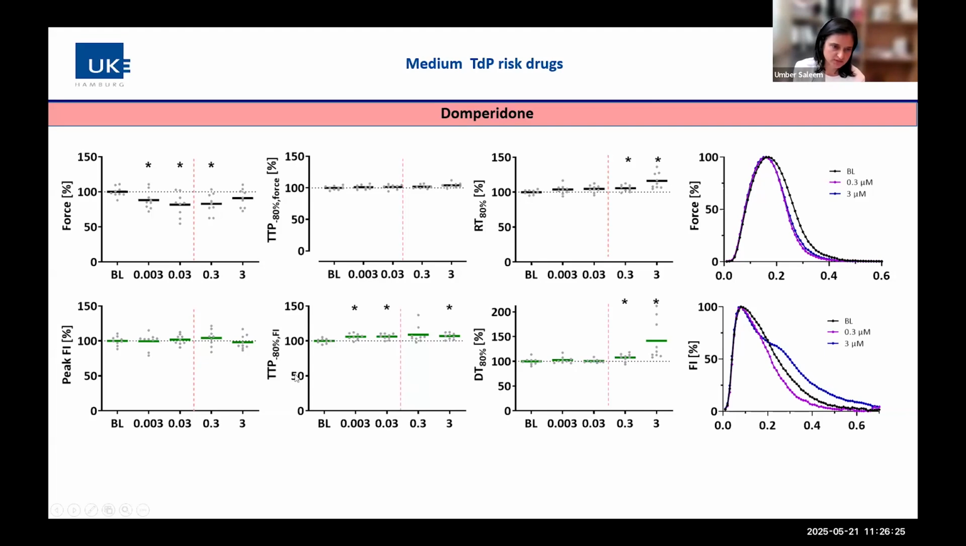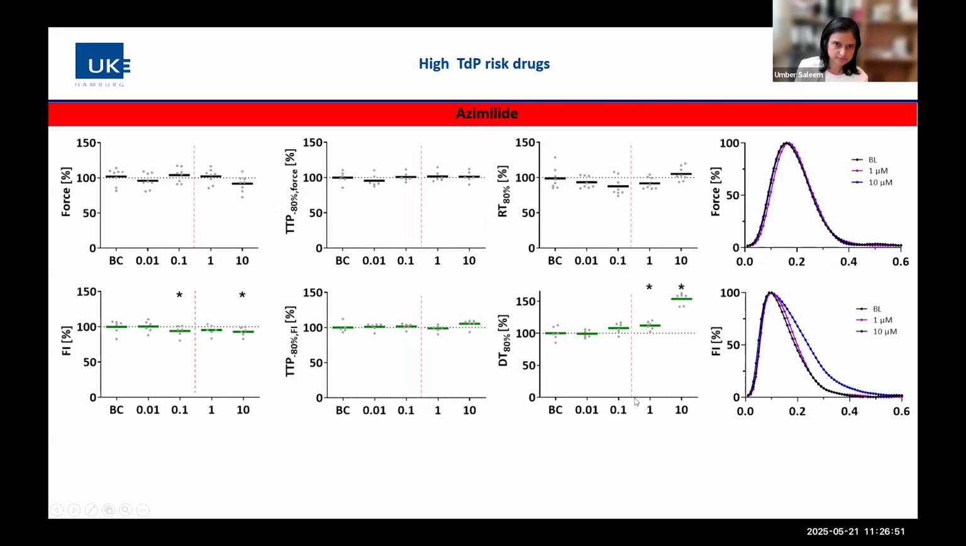It showed an increase in time to peak for force, but it showed a large increase in decay time, which is also shown here in the form of average peaks for fluorescence intensity. So this result is also related to the fact that it is classified in the medium risk category. So it has shown this prolongation in decay time.